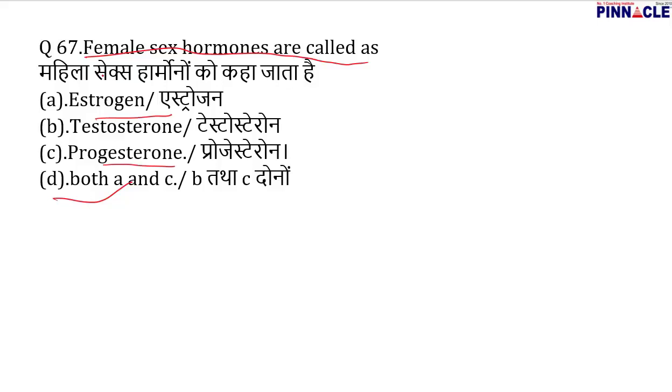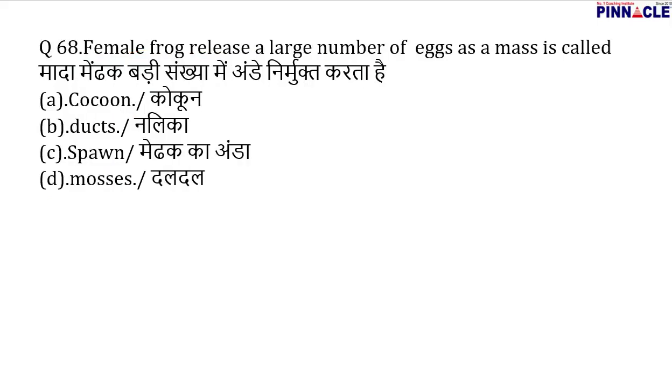Now what does progesterone do? It is generally produced in largest amount during and after ovulation. And what is ovulation? It is the release of egg from ovaries. Whenever progesterone is produced, it helps in preparing the uterus for the implantation of the fertilized egg. So for question number 67, both A and C, that is estrogen and progesterone, are examples of female sex hormones. After question number 67, let's move on to question number 68.